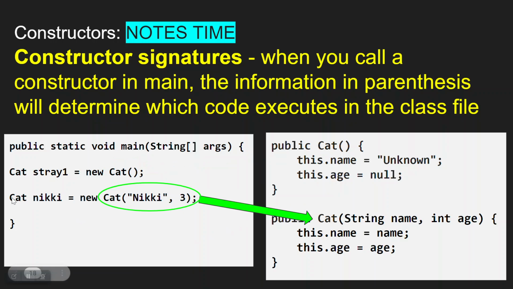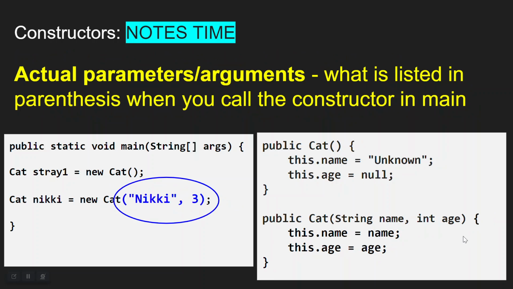However, down here, let's say you get another cat and you know its name and you know how old it is, you could create that object. And since you're passing in Nikki, which is a string, and 3, which is an int, that matches this constructor that you see down here. It matches this constructor signature. So in that case, Nikki would be passed in and initialized, sorry, for the instance variable name, and then 3 would become the age for that particular object.